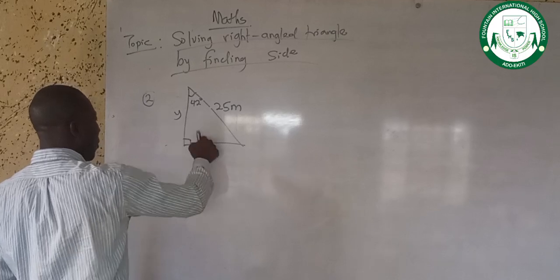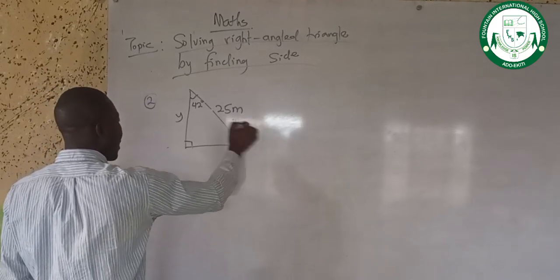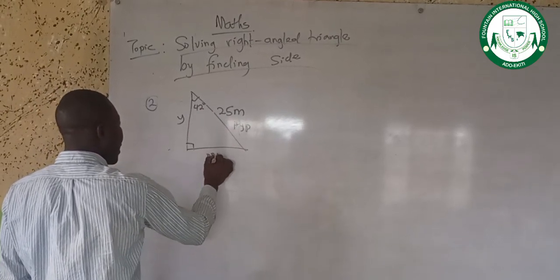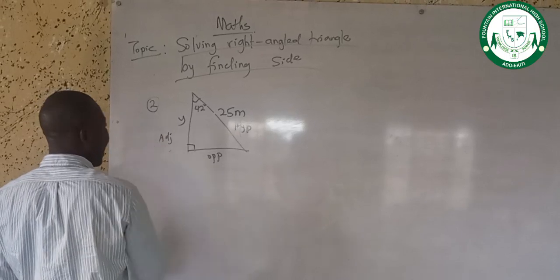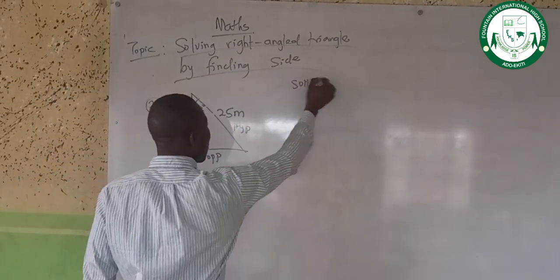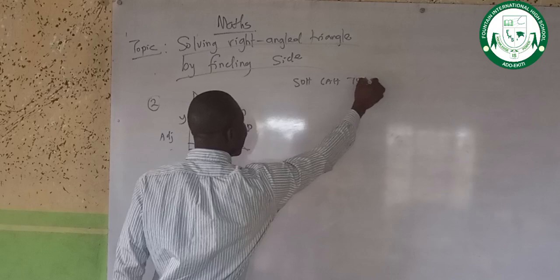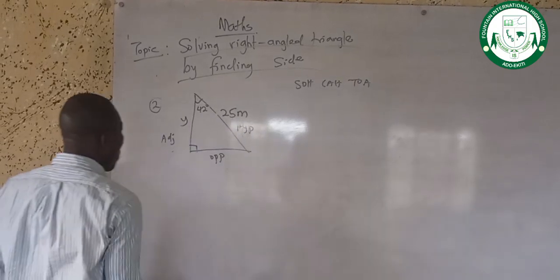this one is our hypotenuse. This one is our opposite. While this one is our adjacent. The last part, let's go to our SOHCAHTOA and delete them one after the other to be able to know which one we are going to use.